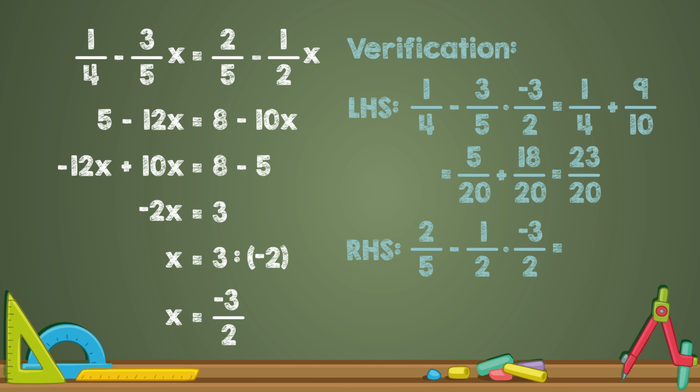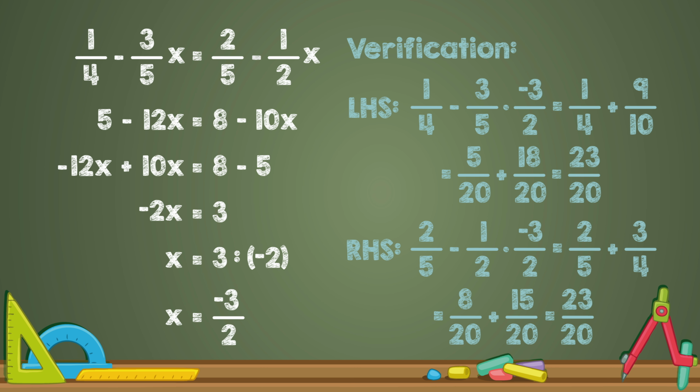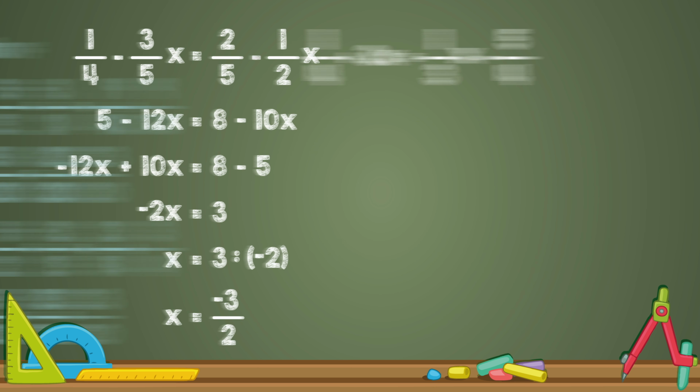We also start multiplication in the right-hand side. Minus 1 half times minus 3 halves gives 3/4. We make the same denominator, 20, then we get 8/20 plus 15/20, and that also gives 23/20. Our left-hand side is the same as our right-hand side, so the check is successful. Now I move on to the second exercise.